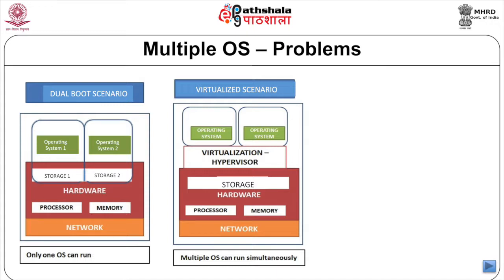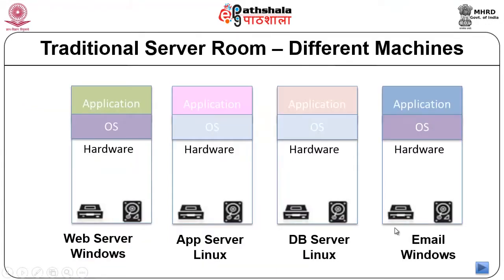Diagrammatically, now we can contrast the dual boot with the virtualization. Here we have what are called virtual machines. This is one operating system and this is another operating system. Then the hypervisor or the virtualization layer is running, and underneath we have the storage and all the hardware resources, and this way it is possible for us to have two operating systems running on top of the virtualization layer. So, let us go back to our server room.